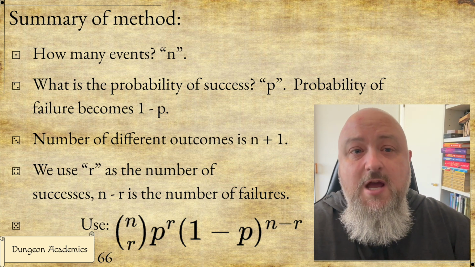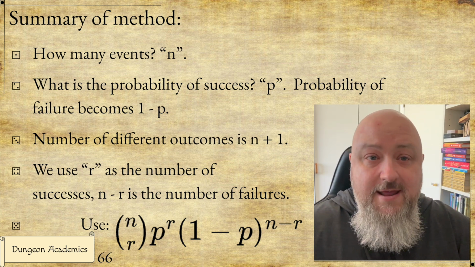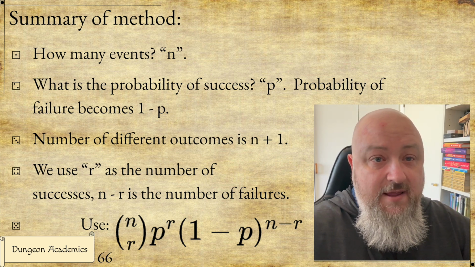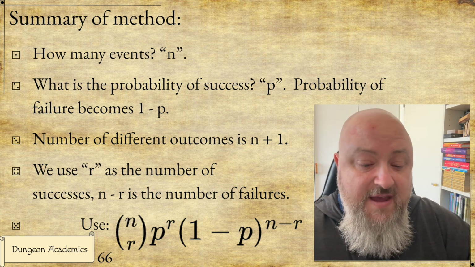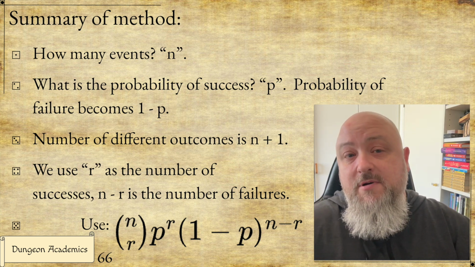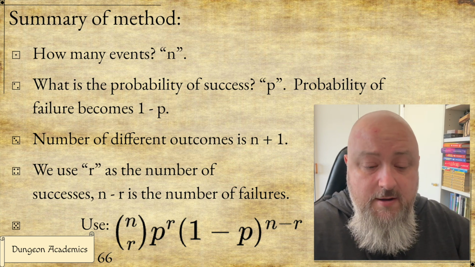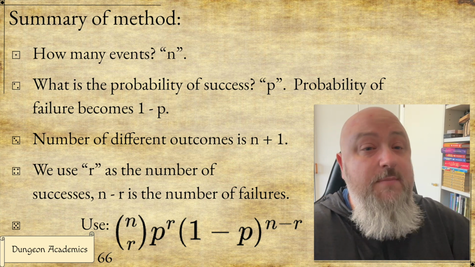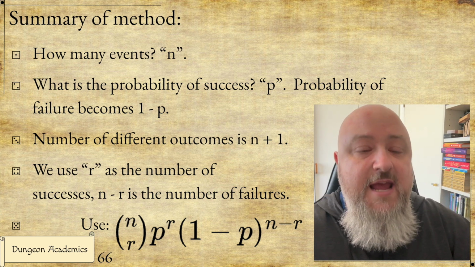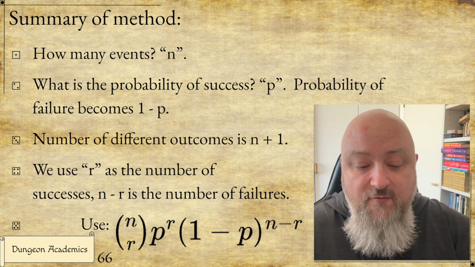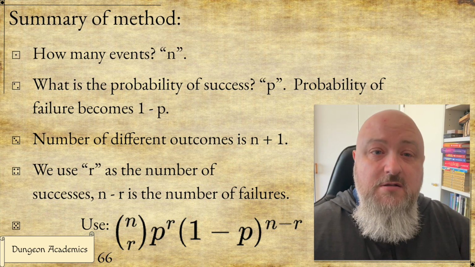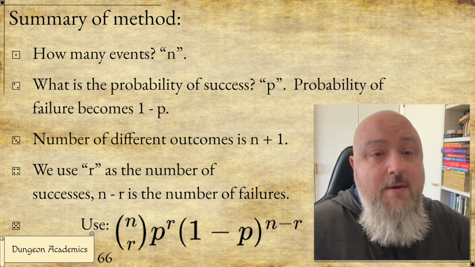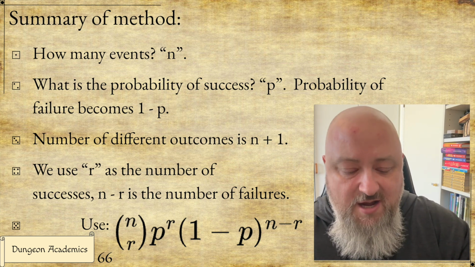The method for this, well, we're going to need to define some numbers. N is the number of events. P is the probability of a success, and therefore 1 minus P is the probability of failure. We always have a number of different outcomes equal to N plus 1. And we use R to represent how many of those events are going to be a success in each outcome. The formula we use is N choose R multiplied by P to the power of R multiplied by 1 minus P to the power of N minus R.